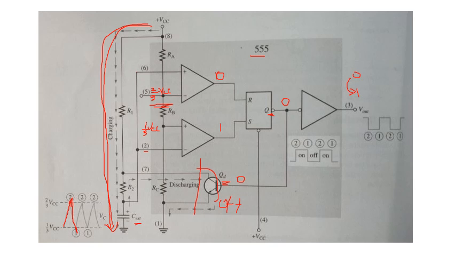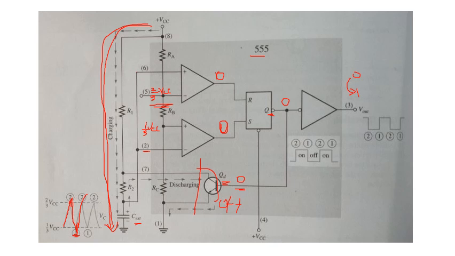Once it crosses 1 by 3 VCC, that is, the voltage at pin number 2 is less than 1 by 3 VCC. Earlier it was greater than 1 by 3 VCC, now the capacitor starts charging and the voltage is less than 1 by 3 VCC, so this becomes 0. 0 0 state, you know, no change over here. The transistor is still off, it starts charging and then once it crosses this 2 by 3 VCC, again this will be set.